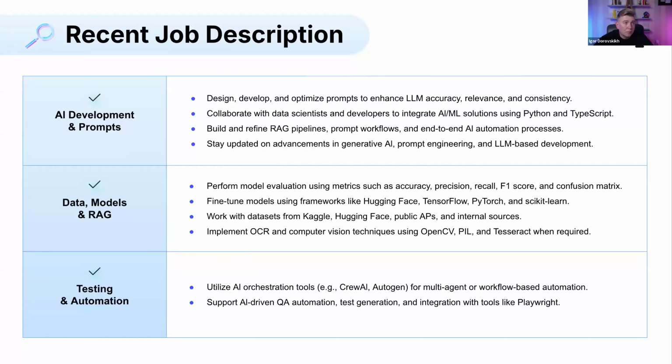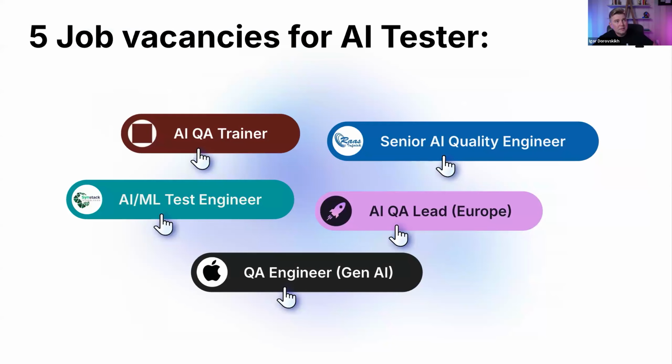Fine-tune models using frameworks like Hugging Face, right? That's probably the most common open source framework right now. TensorFlow, PyTorch. These are the requirements in 2025. Companies want the skills, right? Where are they going to find these people? So these are 5 vacancies.